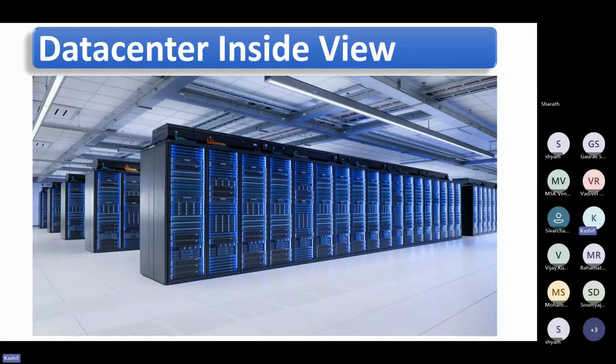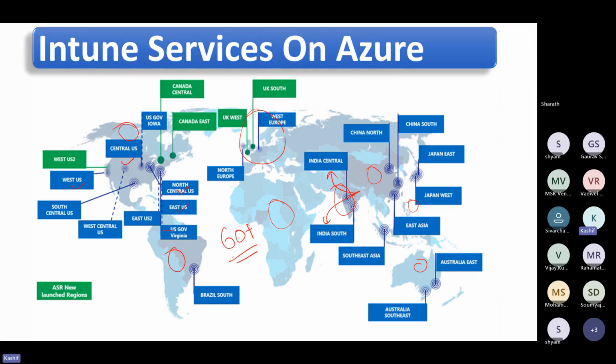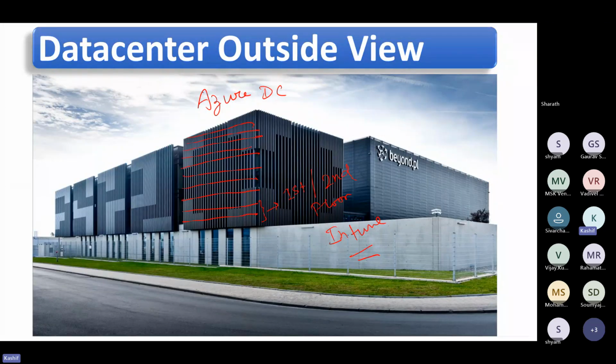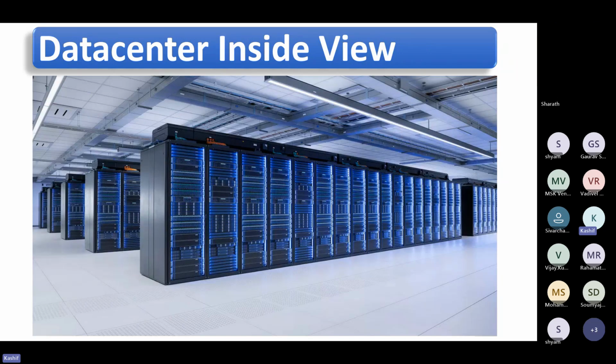First I showed you how the data center is located in various countries. Then this is the outside view of the data center. And now this is the inside view of the data center. For example, this is the first floor or second floor of the data center. You will have containers. This is called a container. Inside that container, you have racks. As you see, these are the racks.